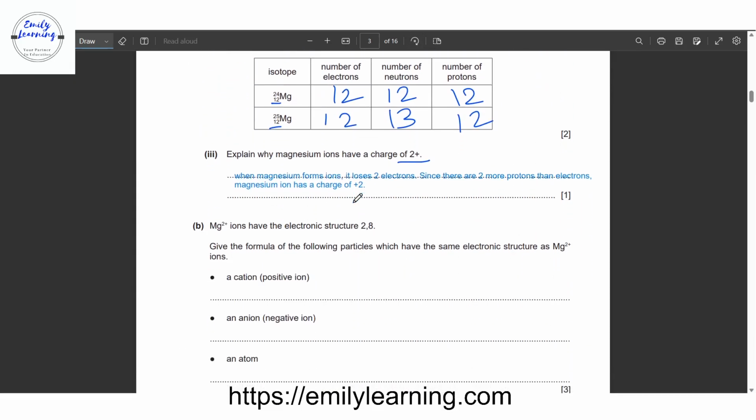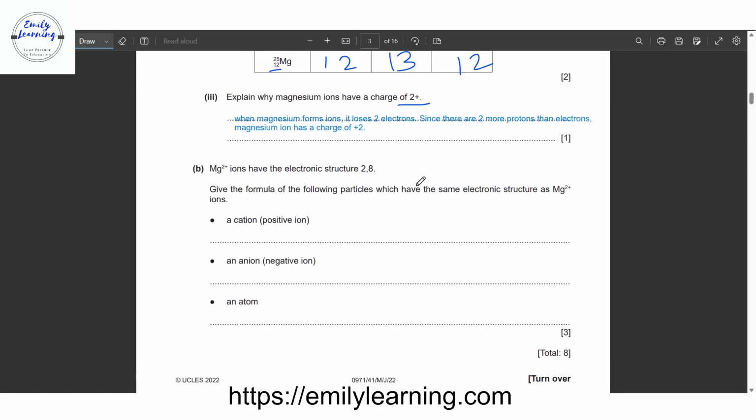Okay, so if you need to give the formula of the following particles which has the same electronic structure as Mg2+, so a positive cation, you can either write sodium ions or aluminum ions. Any one of them will be correct. You just need to write one of it. And for the negative ions, it will be N3-, O2-, or F-. Write any one, okay? Any one of these three will give you the correct answer. And the atom is neon. Okay, so this is the answer for B.